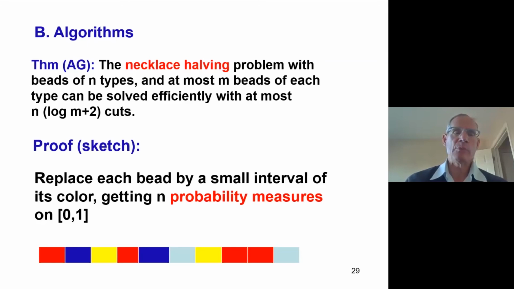So first we move again to the continuous problem. We replace each bead by a small interval of its color, as you see here. So we get n probability measures corresponding to the beads of each type. There is a red type and the blue type, the yellow type and the light blue type here, and we normalize it so that each of them is a probability measure. And let's say that we place everything on [0,1], just again for normalization. So we now have the interval [0,1], and we have n probability measures on it. For now, we can partly forget that the supports are disjoint or where these probability measures came from. But since we want to do everything efficiently, we have to remember that we can compute things efficiently here, right?